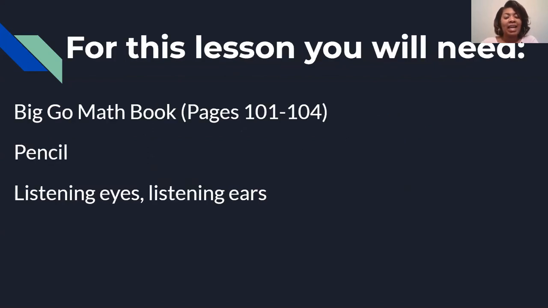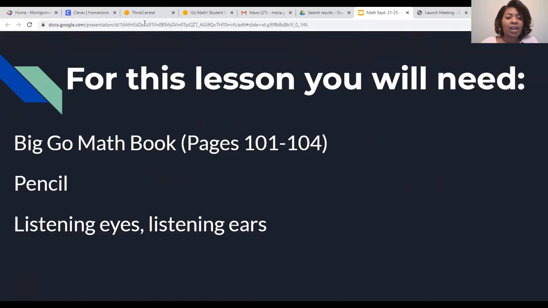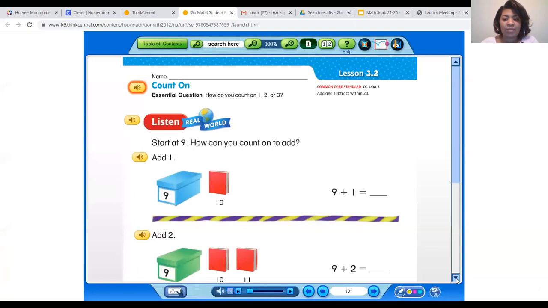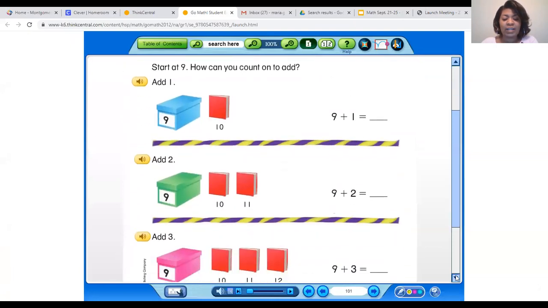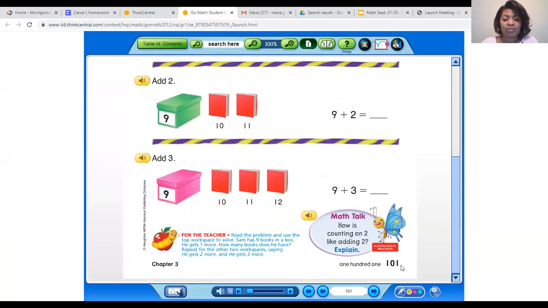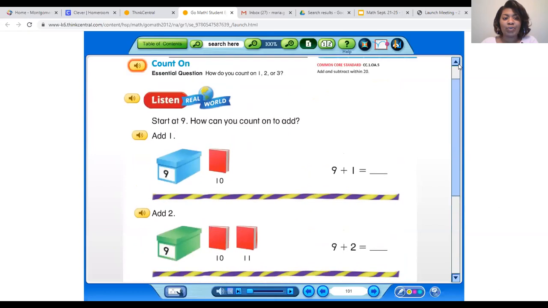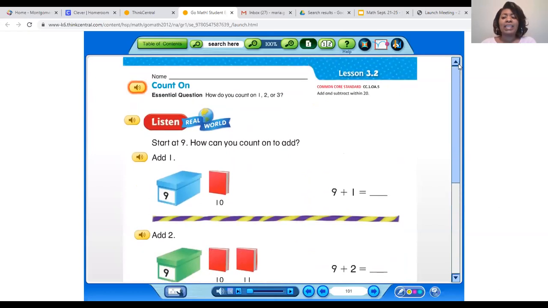For this lesson, like I said earlier, you're going to need your Big Go Math book. We're going to be working from pages 101 to 104, a pencil, your listening eyes, and your listening ears. And what we're working on today is for practice. All right, so let's get our math books out. And we should be on page 101. There's my 101 at the bottom, and it's lesson 3.2.